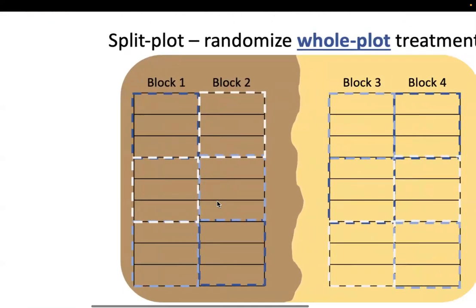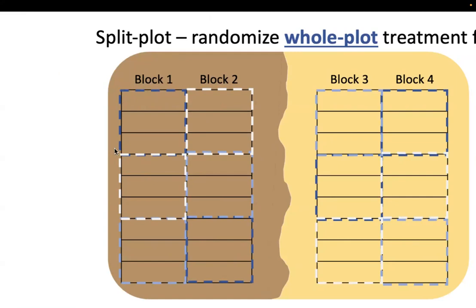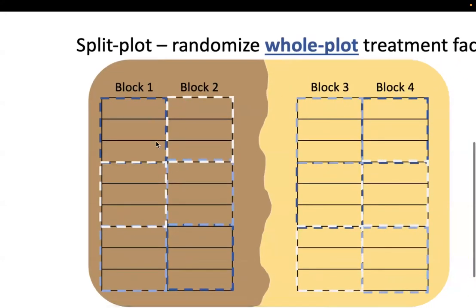So within our study area, within each one of the blocks, each one of these different colored rectangles means a different potassium rate. So we have 12 rows, which is the swath we need to apply potassium. So we're applying a fixed potassium rate within each one of these larger colored whole plots. So we randomize first the whole plots for block one, block two, block three, and block four independently, just like we did before with the randomized complete block design example. So first we randomize the whole plot treatment within each one of the blocks.